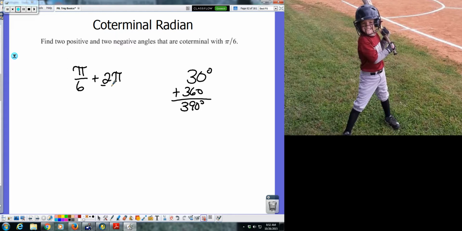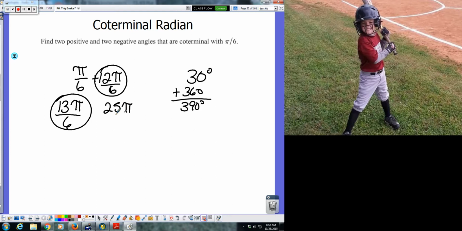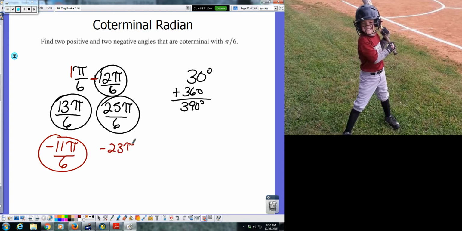You need a common denominator, which is 6. You have now 13 pi over 6. That's coterminal. Add another 2 pi, which would be 25 pi over 6. To find the 2 negative coterminal angles, you do the exact same thing, except you subtract. You have 1 pi over 6 minus 12 pi over 6 gives you negative 11 pi over 6. Subtract 12 pi over 6 again gives you negative 23 pi over 6. There's 2 positive and 2 negative.